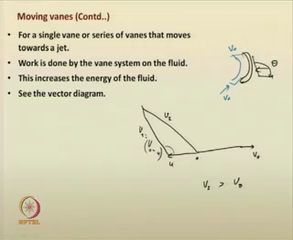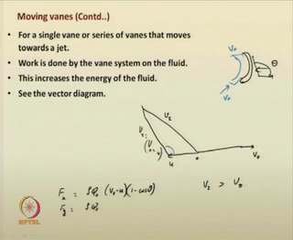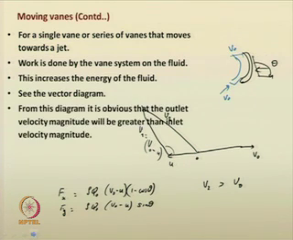As suggested earlier, I can write for a series of vanes, if connected, f x as rho q 0 V 0 minus u into 1 minus cos theta like this, and f y is equal to rho q 0, because we are considering the discharge is the same. So, you can write it like that. Fine. So, from both the velocity diagrams, you can see the exit velocity is greater.